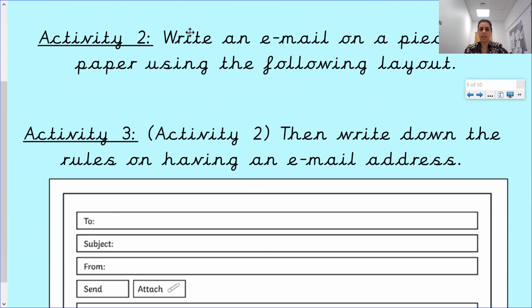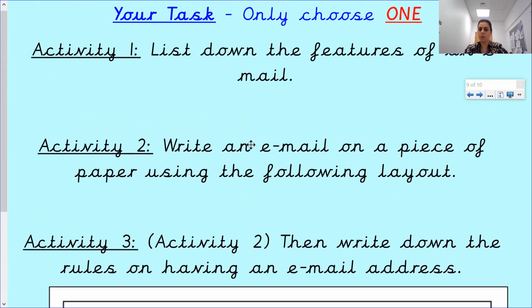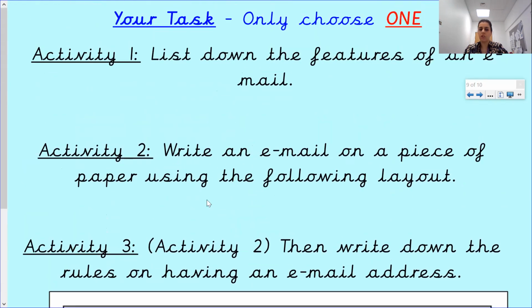And then if you've chosen activity 2, which I think a lot of you can do, I'd like you to choose activity 2 if you think you can do that one. I think most of you could do that one.